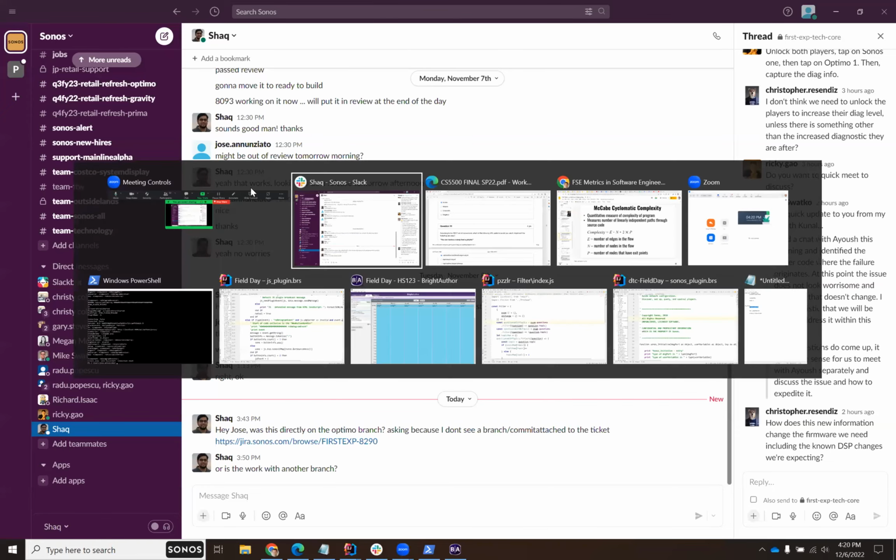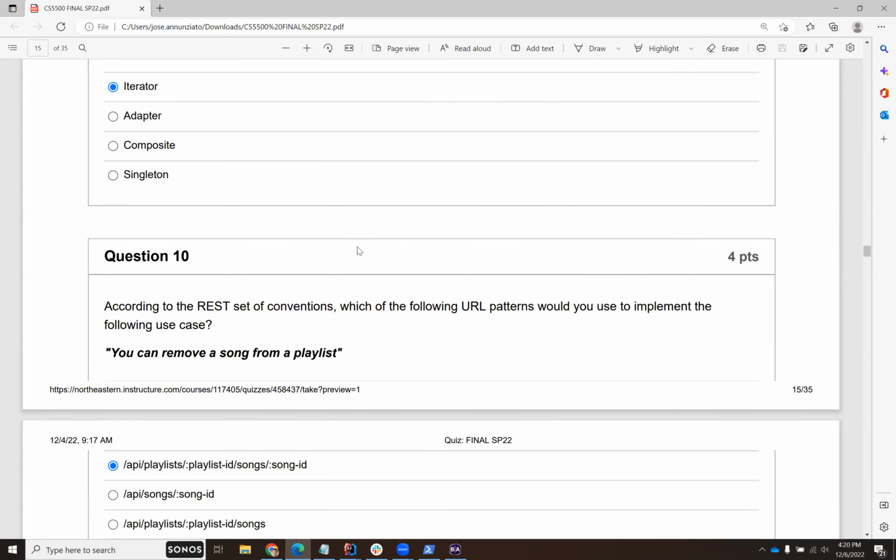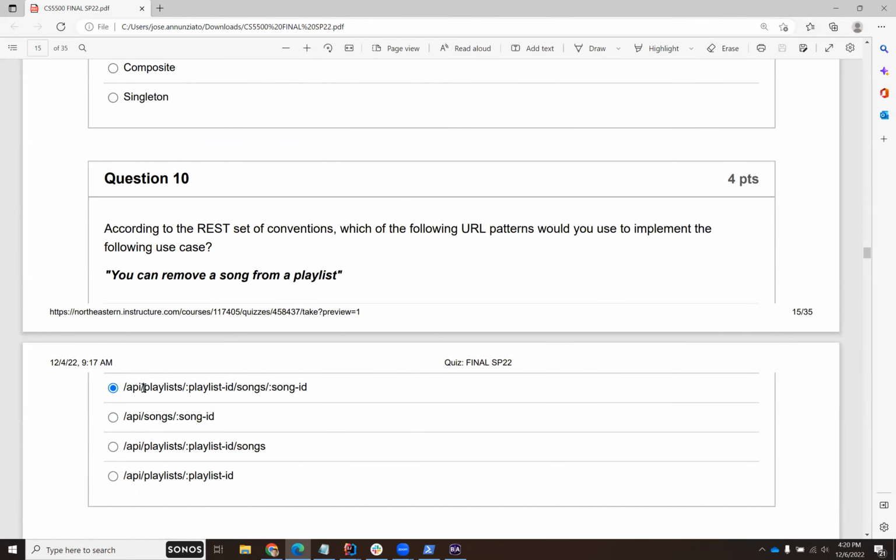Yeah, you're right. We did talk about that in class a little bit. Whatever you use here, it's up to the team to decide what you want to use. API is very common. REST is also very common. Slash data is also very common.